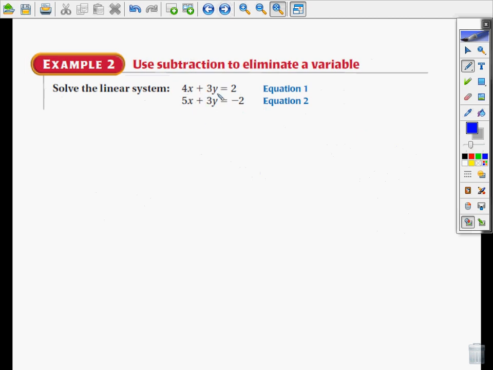Here's another one. 4x plus 3y equals 2, and 5x plus 3y equals negative 2. I don't care that I have exact opposite constant terms. I'm only interested in the variable terms. So here my y terms are exactly the same. If they're exactly the same, to eliminate them, I'm going to subtract. But when you subtract, you're really adding the opposite of everything. I prefer to change everything to addition, so I'm going to add the opposite, opposite, opposite. We only change the equation that we're technically subtracting.